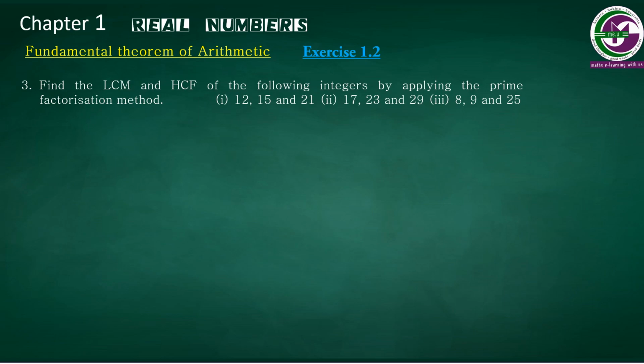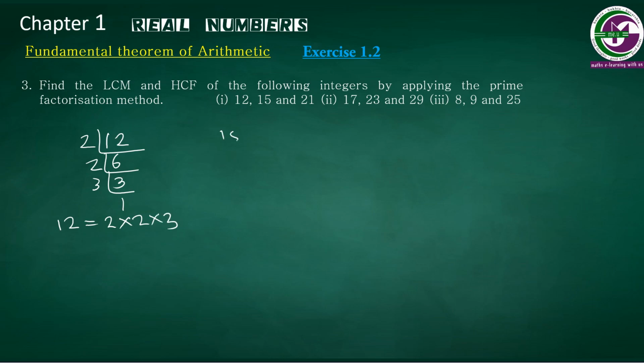Question number 3 of exercise 1.2. Find the LCM and HCF of the following integers by applying the prime factorization method. So, let's start prime factorizing 12, 15 and 21. We'll take 12. 2 is a factor, so we'll write 2, it is 6 times, again 2 is a factor, 3 times, 3 is a factor, 1, we'll stop. So we'll write 12 equals 2 times 2 times 3.